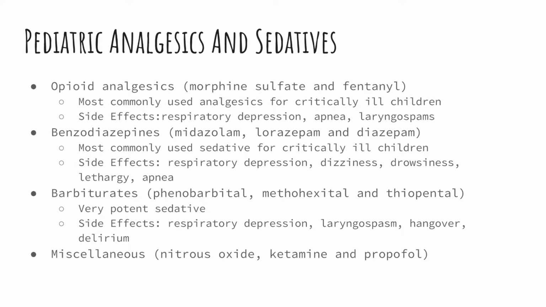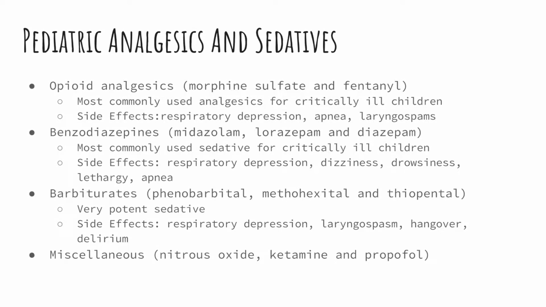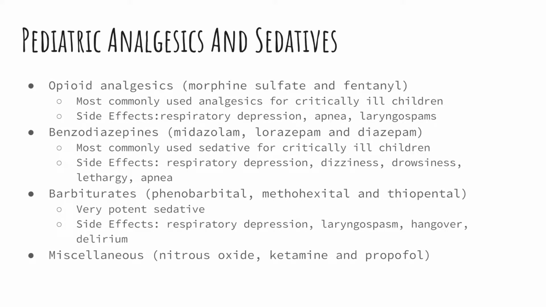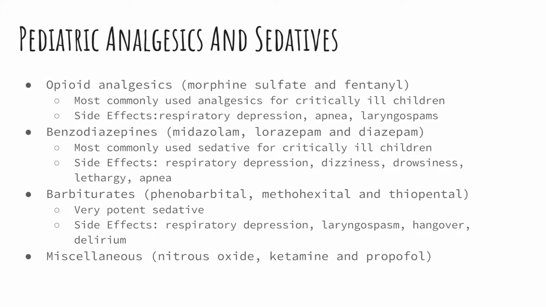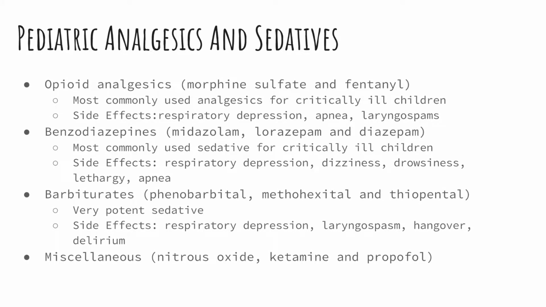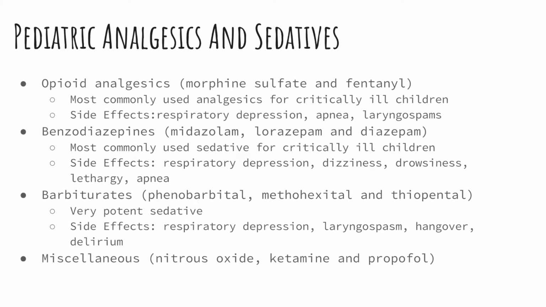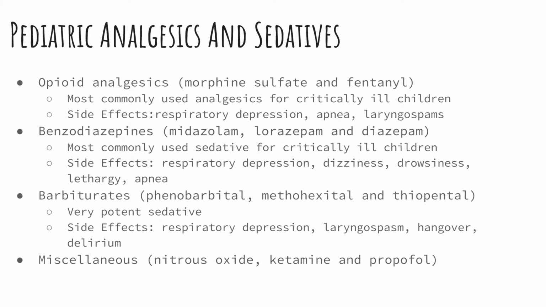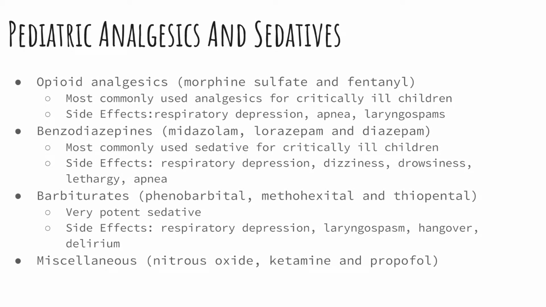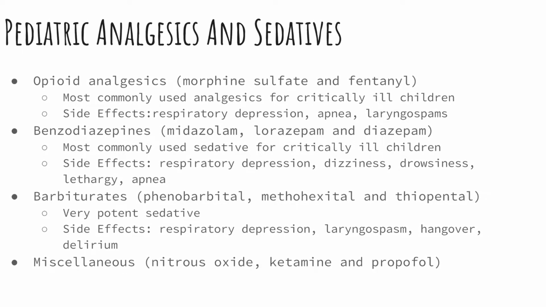Okay, so some different kinds of pediatric analgesics and sedatives are opioids, benzos, barbiturates, and some other things. Opioids bind to opiate receptors in the central nervous system, altering the response to pain while producing central nervous depression. Benzodiazepines also depress the central nervous system by potentiating the GABA neurotransmitter. A lot of times, benzodiazepines and opioids will be combined and given in a continuous infusion.